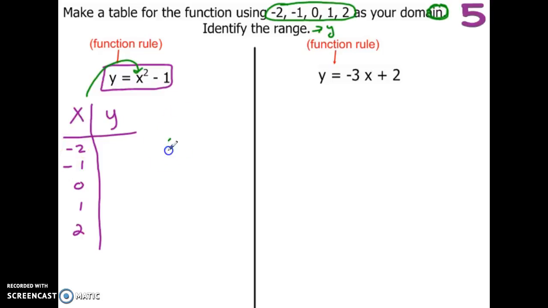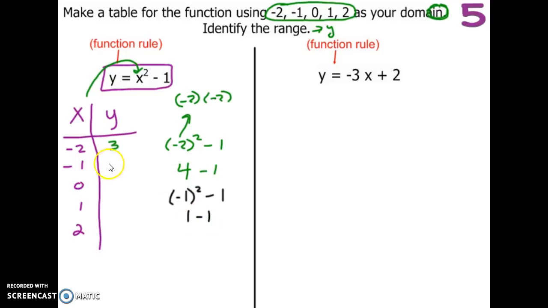So first we're going to plug in a -2, so -2 squared minus 1. This is where you need to be careful. This is really -2 times -2, which makes a positive 4. So 4 minus 1 is 3. Then we're going to do the same thing, plug in a -1. -1 squared minus 1. Again, -1 times -1 makes a positive 1. 1 minus 1 is 0. Then plugging in a 0. 0 squared is just 0, so 0 minus 1 is -1. Then plugging in a 1. Not -1.